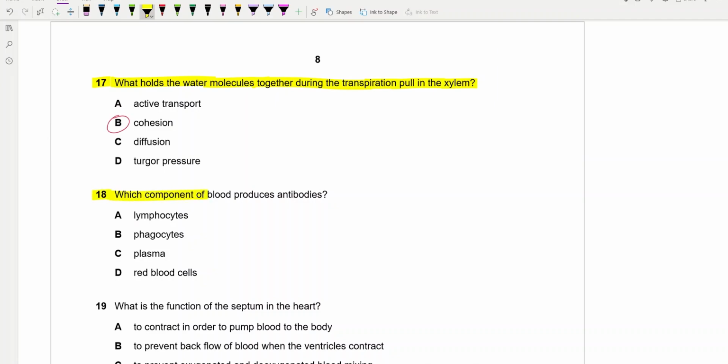Question number 18. Which component of blood produces antibodies? Option A, lymphocytes. Option B, phagocytes. Option C, plasma. Option D, red blood cells. The correct answer would be lymphocytes.